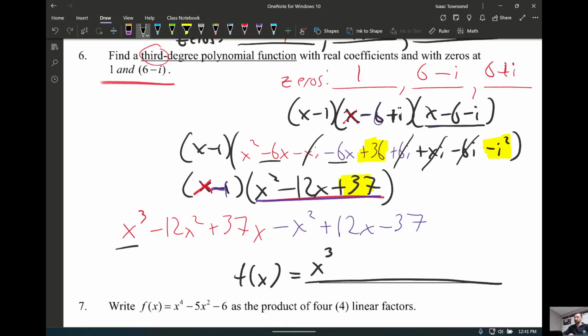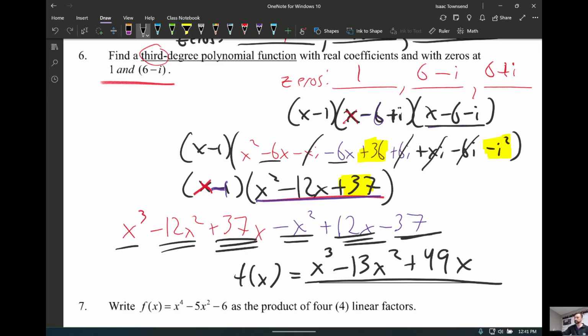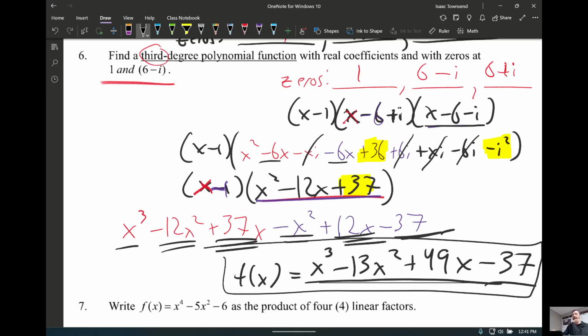We've got an x to the third. We've got minus 13x squared. We've got 49 x's and a minus 37. Now, you don't have to do this, but on longer questions like this is what I do to keep up with stuff. I like to underline things as I combine them. So when I saw I had 1 x cubed, I underlined it. When I combine the x squareds, I underlined them, and then that helps me remember what I haven't combined yet. So this is the function that would have those 3 zeros.